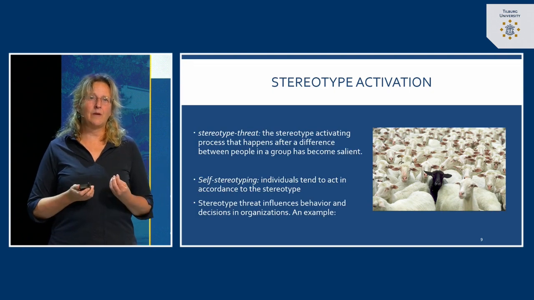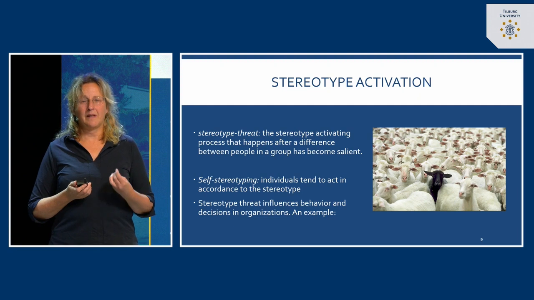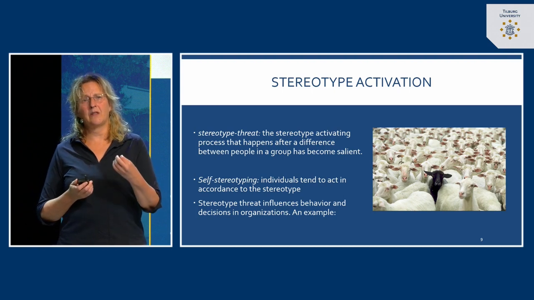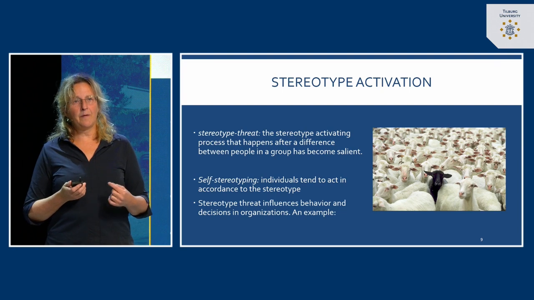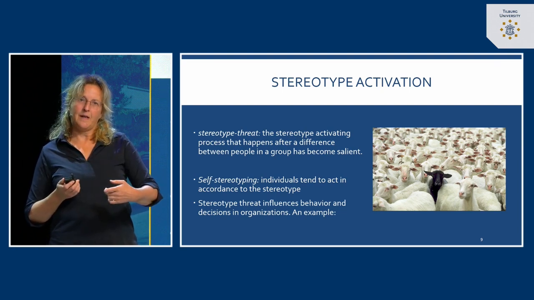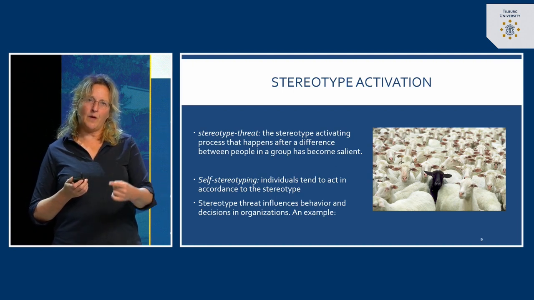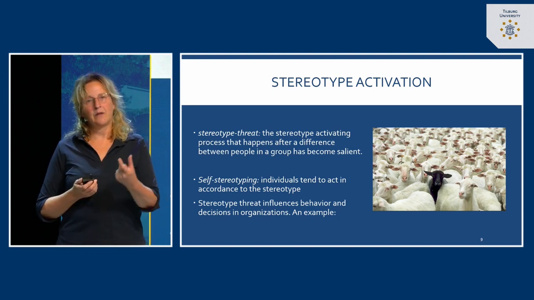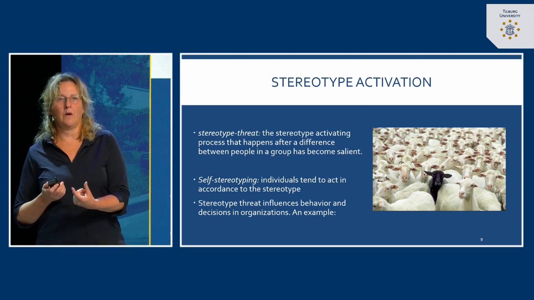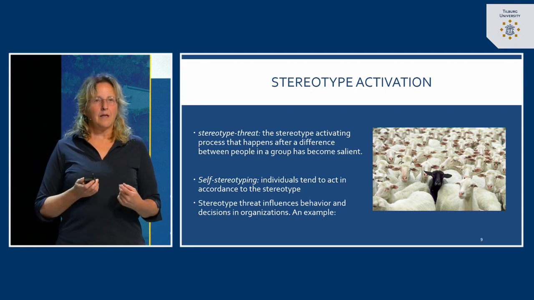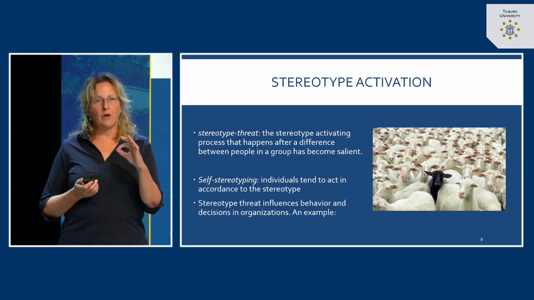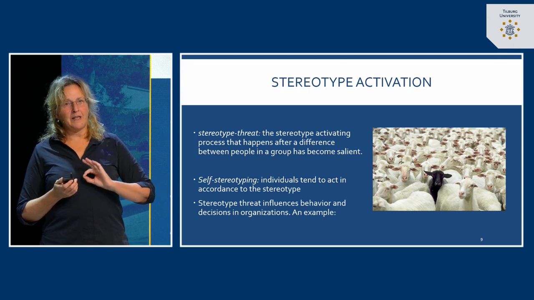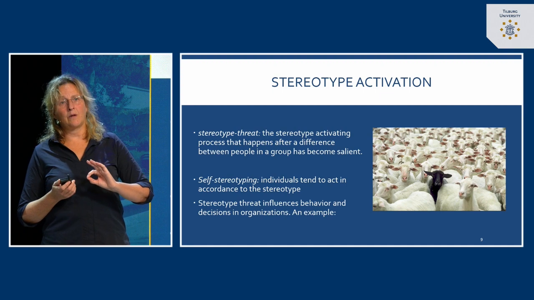So this is what we call the stereotype threat. The stereotype is activating a process that happens after a difference becomes salient, and then this behavior starts. Stereotype threat means that those who observe the difference will respond to that person as being a member of that particular group, of this particular minority, and disregard all the uniqueness of that person. A risky thing is that the salience also influences how this minority person in a group starts to behave. There is a risk that this individual starts to act in accordance to the stereotype.